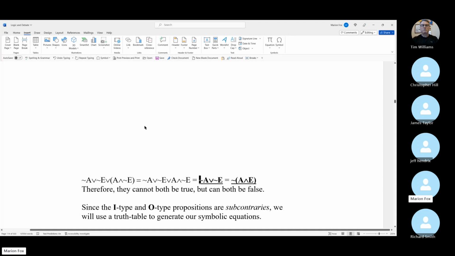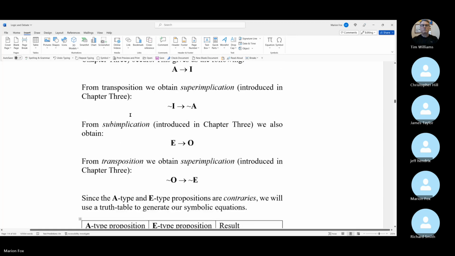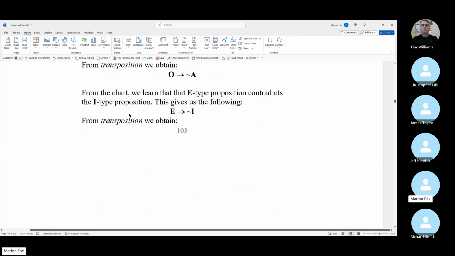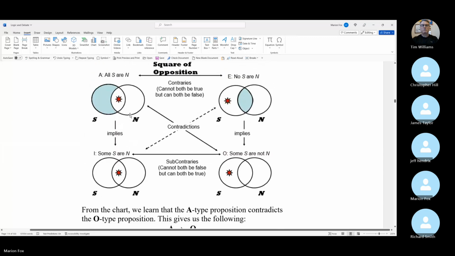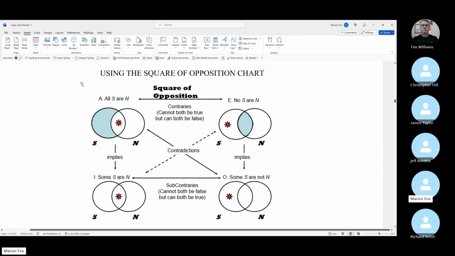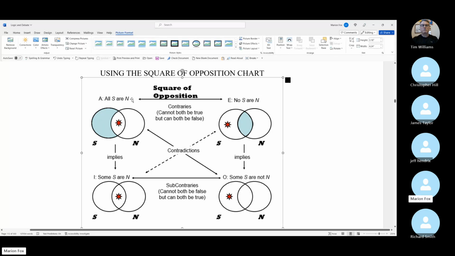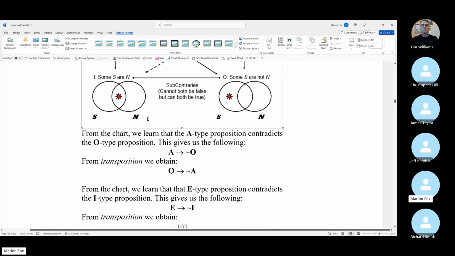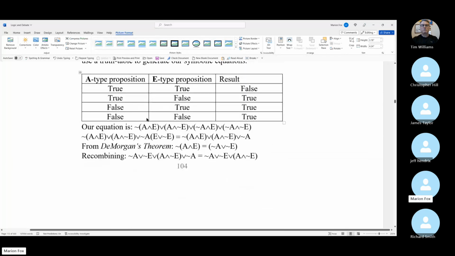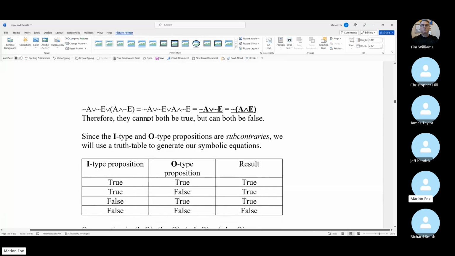Let's go back up to our square of opposition chart. A is not true and E is not true. They can both be false. So that's that condition right there. They're both false. Okay? And we applied De Morgan's theorem to it.